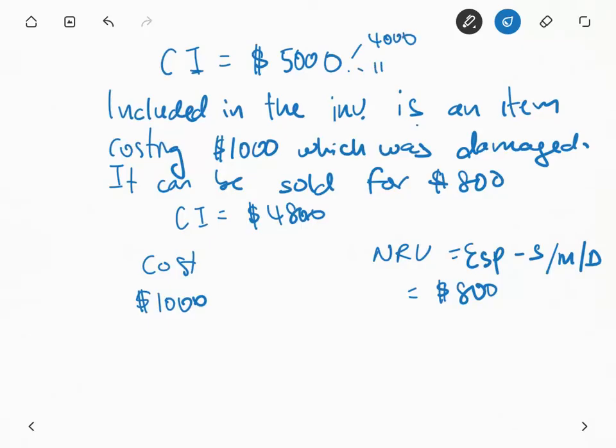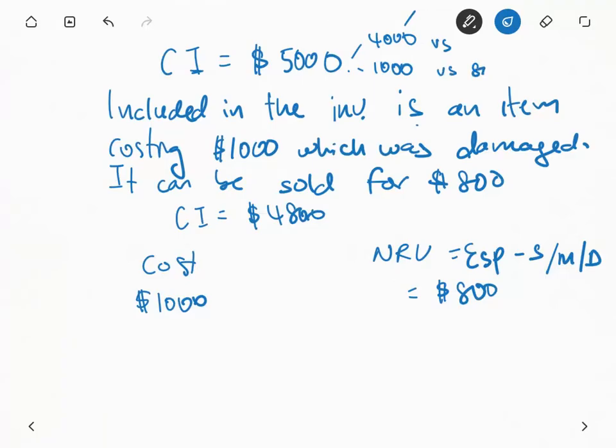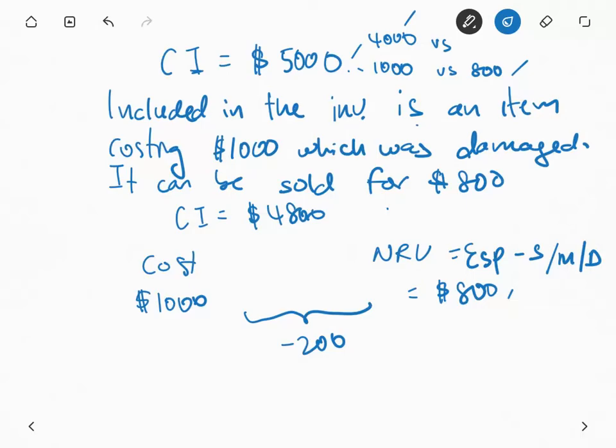Included in this 5,000 is an item of 1,000 which is damaged. Normally if it's not damaged, we definitely sell more than 1,000. No issue, we definitely take 1,000. But this one is damaged, we should take 800. Therefore my closing will be 4,800. Okay, no? Meaning I need to reduce by how much? 200. So 5,000 minus 200, 4,800.